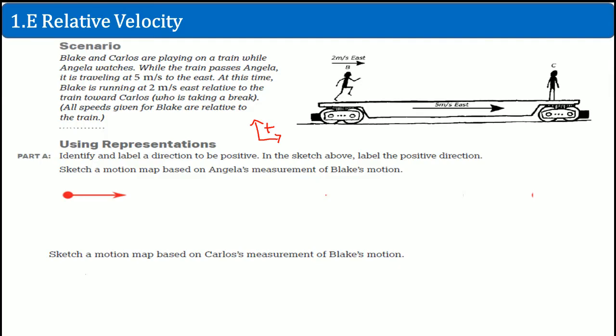So here I'm going to sketch the motion based on Angelica's measurement of Blake's motion. Angelica is traveling at 5 meters per second to the east. So that is the 5 meters per second here. This is the 5 meters per second, and here's the other 5 meters per second. So this is how it should look.